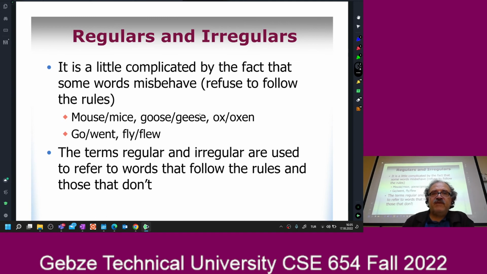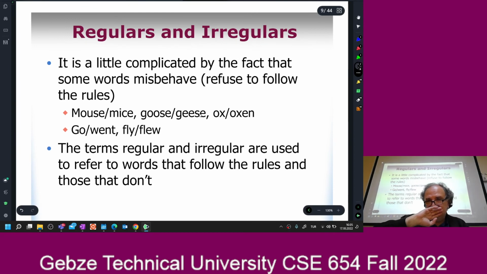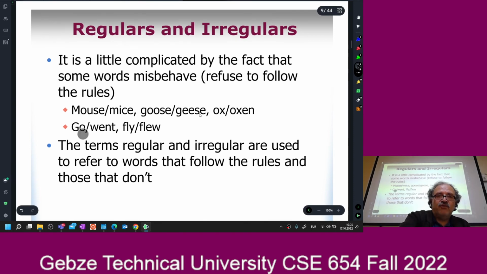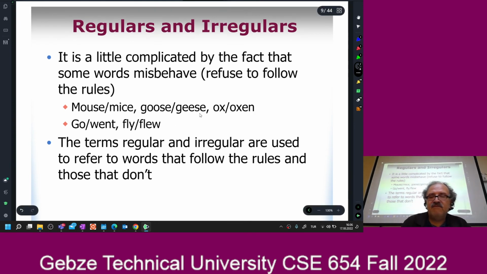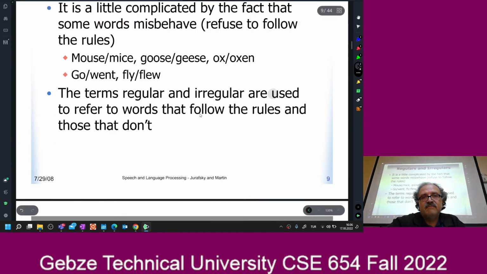Okay? Of course, we have problems with the regular and irregular nouns. Okay? For example, for mouse, we don't say mouses, we say mice. For the goose, we don't say gooses, we say geese. Ox and oxen, etc. The same thing with the verbs. We don't say goed, we say went. We don't say flied, we say flew. Okay. So some irregularities happen. They are not difficult to handle, but it is there.